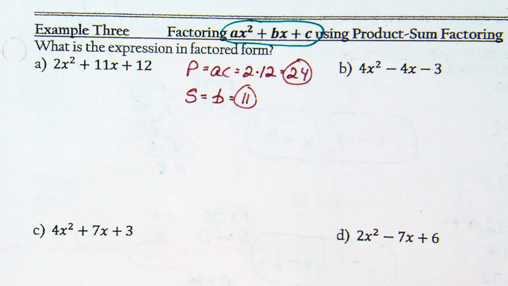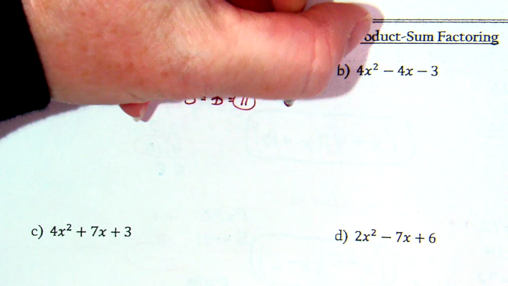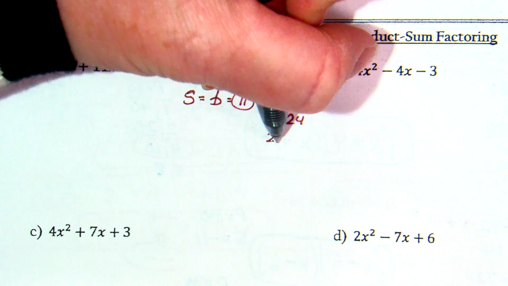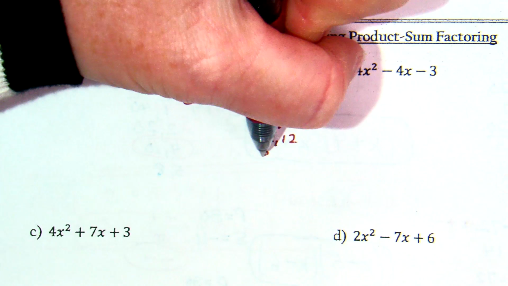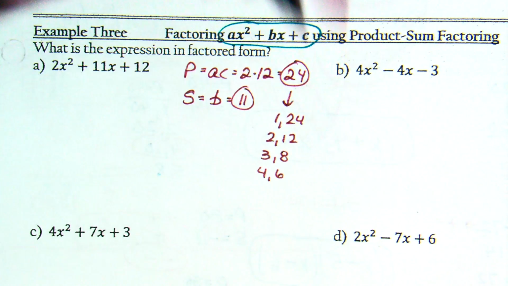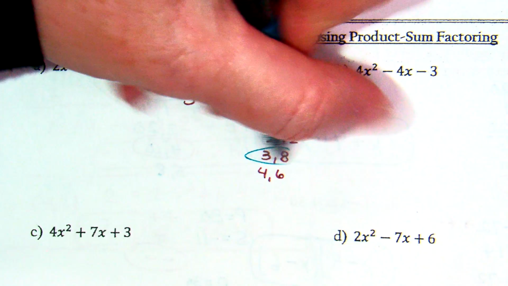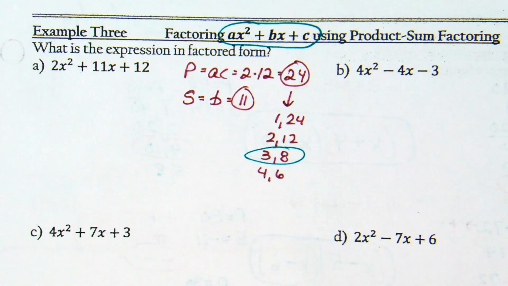You guys got it? If you don't have it, list your pairs for 24, right? I would say 1 and 24, 2 and 12, 3 and 8, 4 and 6. And notice I just went up 1, 2, 3, 4. I listed all my pairs. Which pair adds to be 11? 3 and 8. And since it multiplies to be positive and adds to be positive, 3 and 8 are going to be positive, yes?